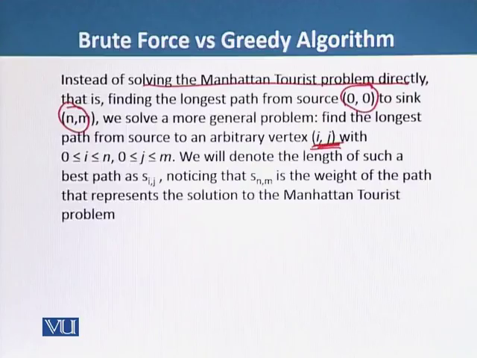We will see later, with 0 less than or equal to i and i less than or equal to n, and similarly 0 less than or equal to j and j less than or equal to m. Then we will denote the length of such a path as S(i,j), noticing that S(n,m) is the weight of the path that represents the solution to the Manhattan problem. So we will see later that we will calculate these values and find the longest path with the maximum weight.